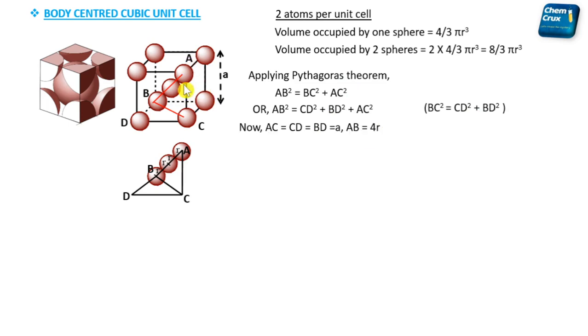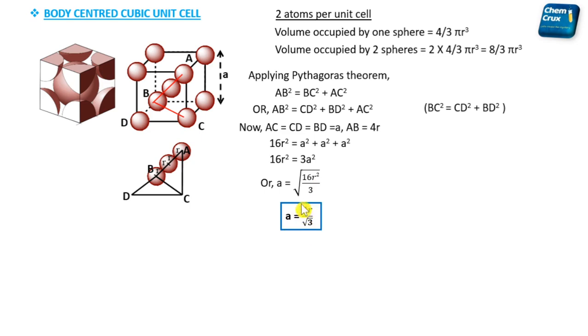Now AC, CD and BD are the edges of the unit cell, so they will be equal to edge length of the unit cell, that is A. And as we can see from this figure, AB is equal to 4R, right? Now if we put these values in this equation, we will get 16R square is equal to A square plus A square plus A square, or 16R square is equal to 3A square, or A is equal to root under 16R squared by 3. So we will get edge length A is equal to 4R by root 3.